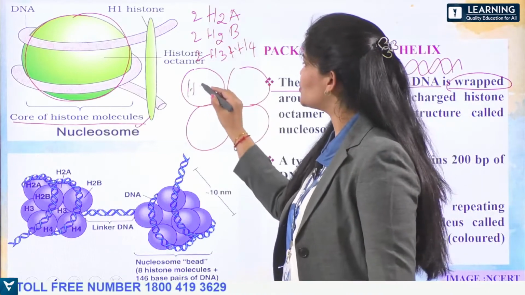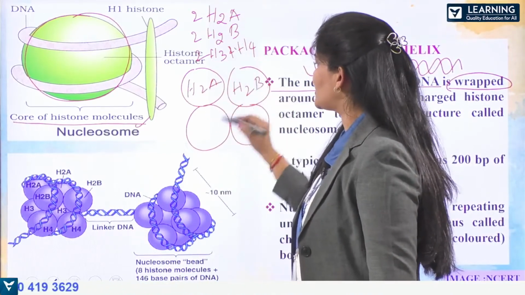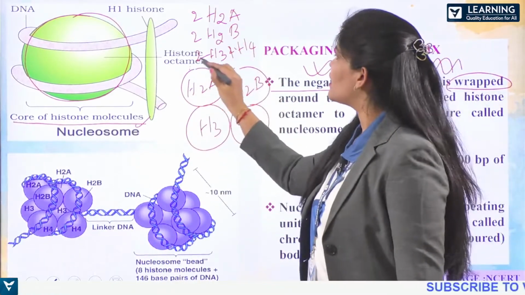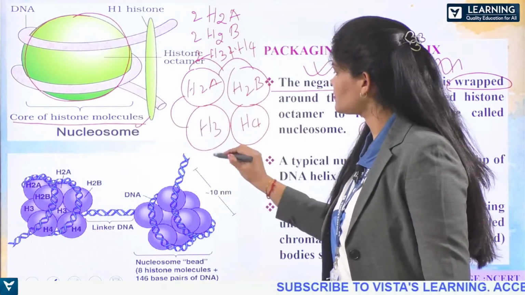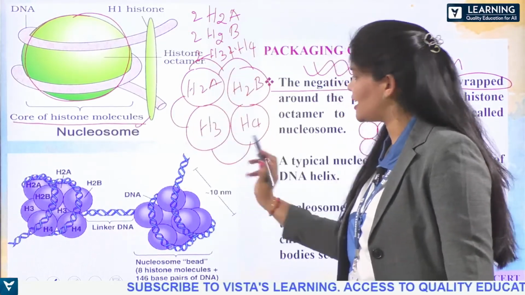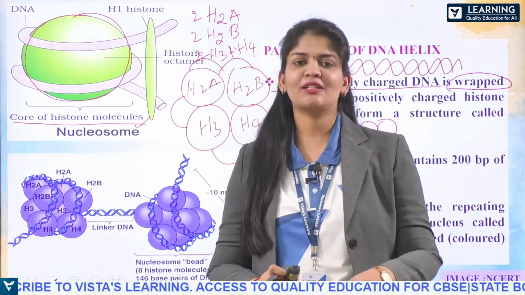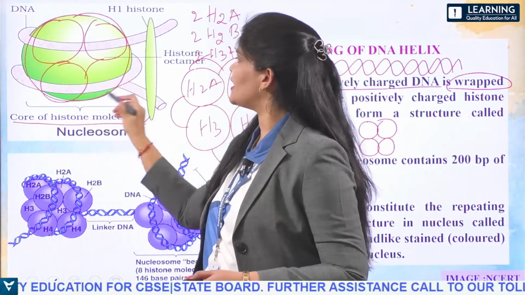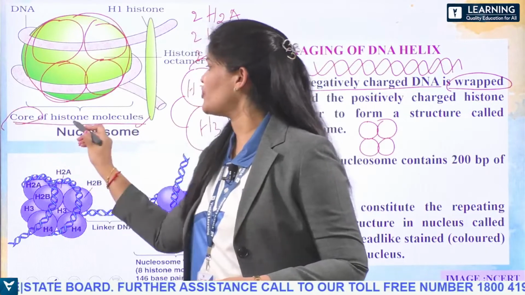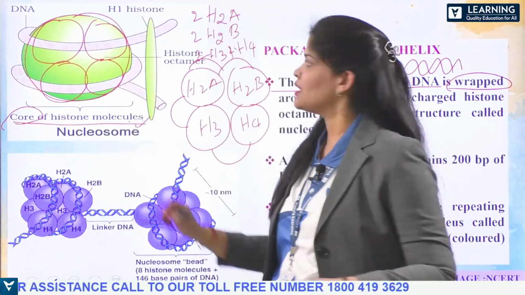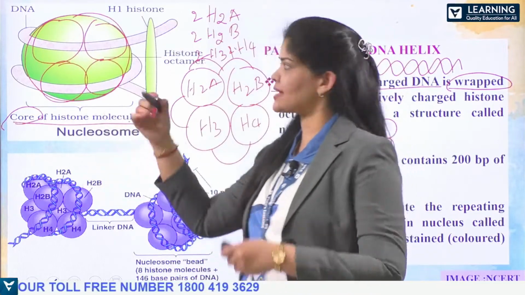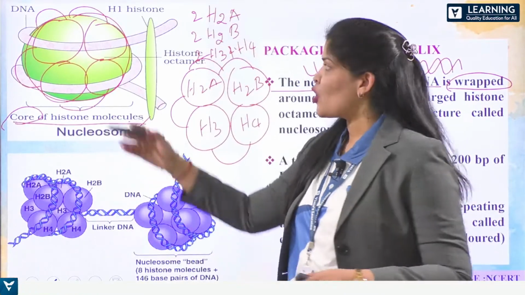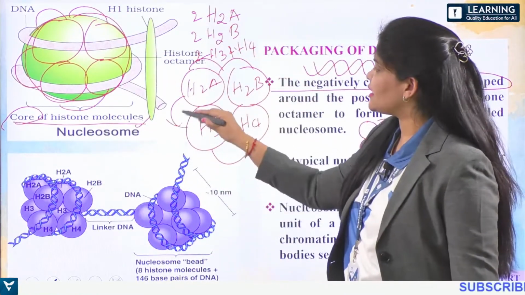So this is H2A, H2B, H3 and H4. The same set will be present on the other side. Like this, H2A, H2B, H3, H4. So 4 plus 4, 8. That means octamer. Here we have an octamer arrangement. It is not a single molecule, but it is a core of histone molecules, plural, right? So the same 4 will be present on the other side also. Like this.